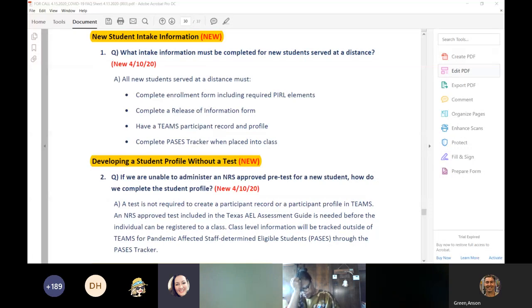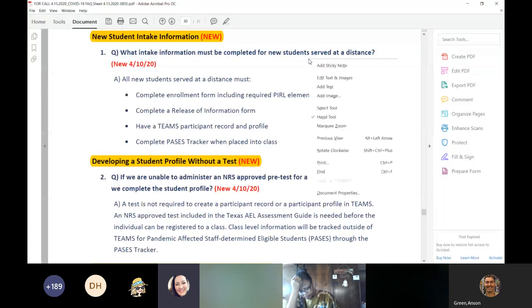One of the things I really want to focus on in this section of the FAQ is that when we're talking about serving new students at a distance, that is very specific, like Anson mentioned, to individuals who are coming into the system. So not your current AEL participants who may have been participating in classes prior to COVID-19, or possibly even returning individuals. There's information in the FAQ on that, which I'll talk about in just a little bit.